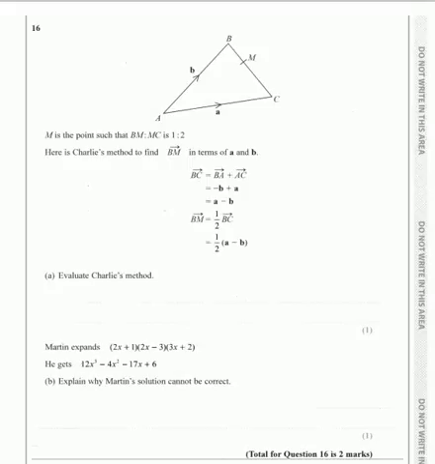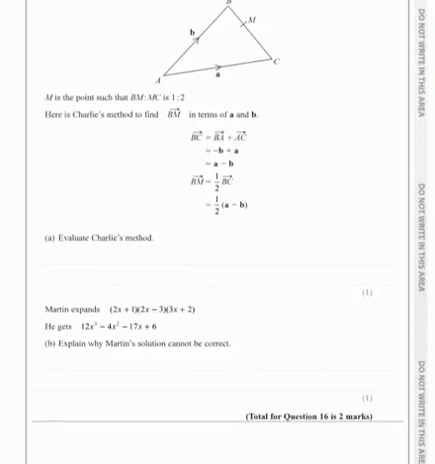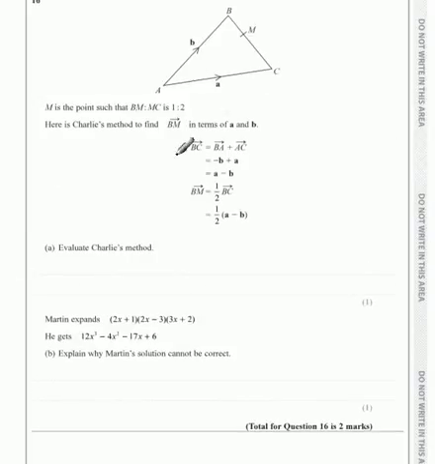Okay, evaluating Charlie's method here, we are looking for whether he's made any mistakes. So we can see that from B to C, which is what he's trying to work out, we are going from B to A and then A to C, which is minus B plus A, which is fine. So that first part of his work is correct.